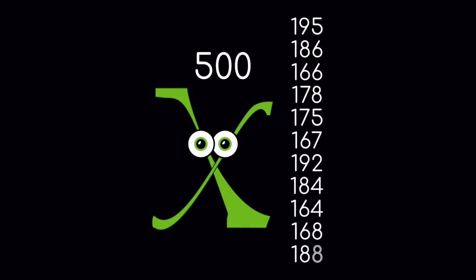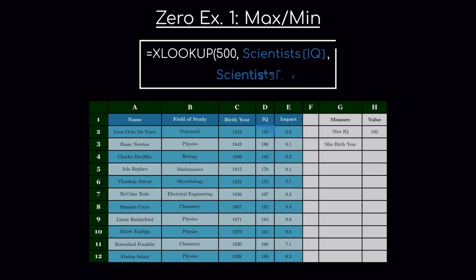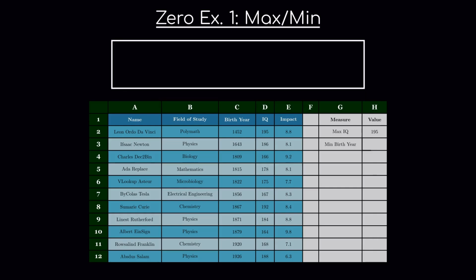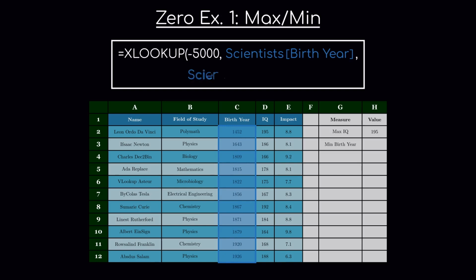In our case, as we're looking for something way bigger than we could possibly get in the IQ column, we're going to return that maximum value. We can do the same thing to find the minimum value, in this case for the birth year. This time we'll look up a value smaller than anything in the table. To be safe, let's set it to something like -5,000. Then we look up on the birth year, return from the birth year, and set that match mode to 1, which finds the next closest match larger than the search value. This will return our minimum value in the years, which is 1452.